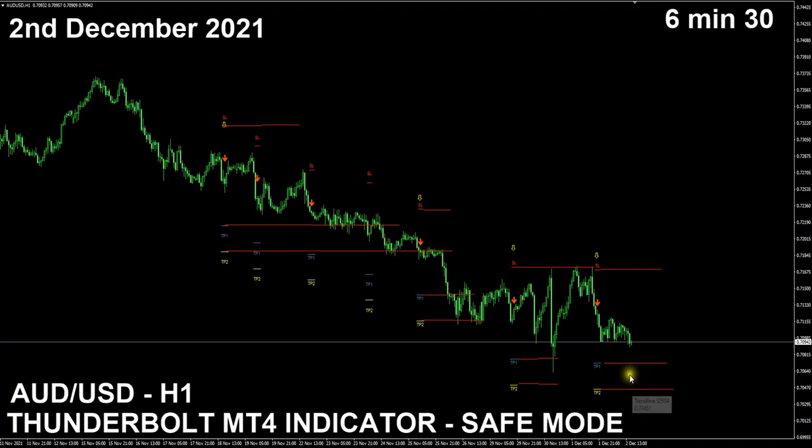I hope you're enjoying this little series of Thunderbolt indicator backtesting and live trades as well. I do take some of these trades. I've mainly been taking the trades on the Euro USD, so I'll do a video on that and how that's going as well and keep you all updated.